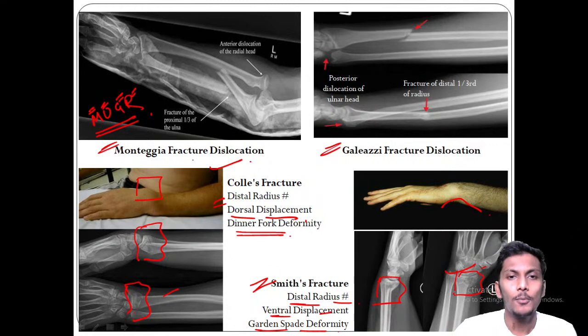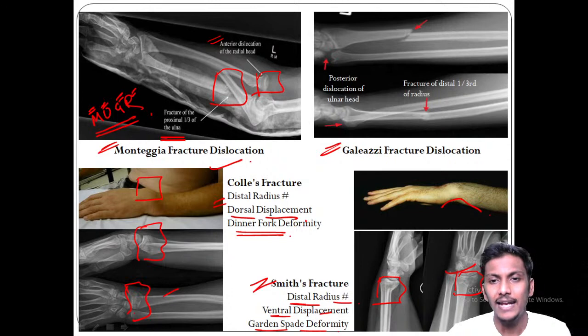Okay, so this is your Monteggia fracture dislocation in which the proximal 1/3 of the ulna gets fractured, and the proximal radioulnar joint or the superior radioulnar joint is dislocated. There is anterior dislocation of the radial head.